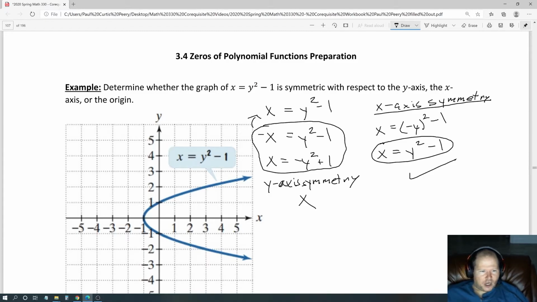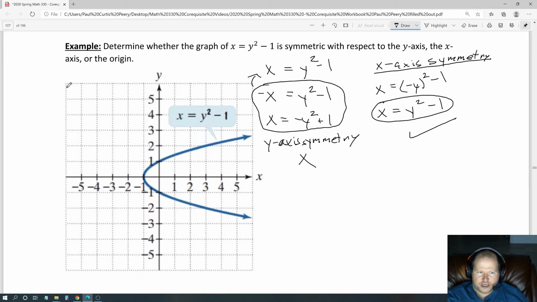Now we can already tell here that this does not have origin symmetry. There's no vertical reflection, right? That's going to make this original one. But we can verify that algebraically. So let's verify that algebraically a little bit, okay?